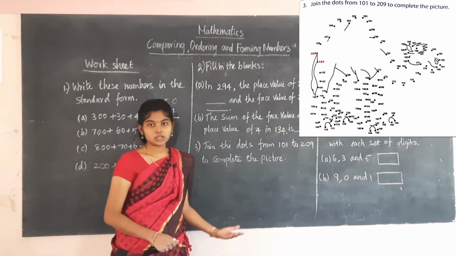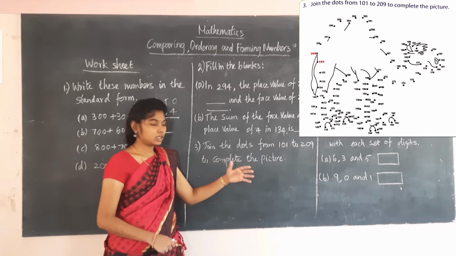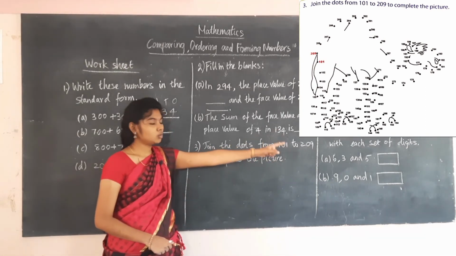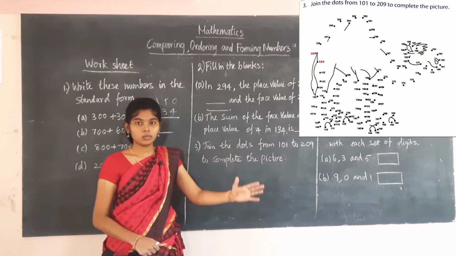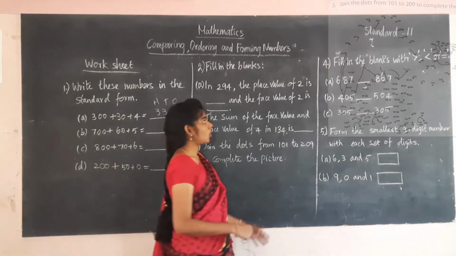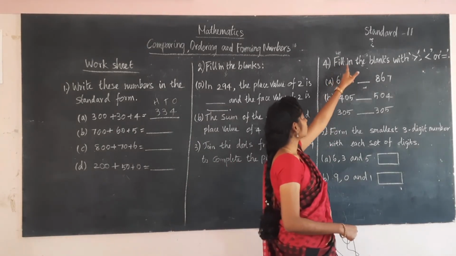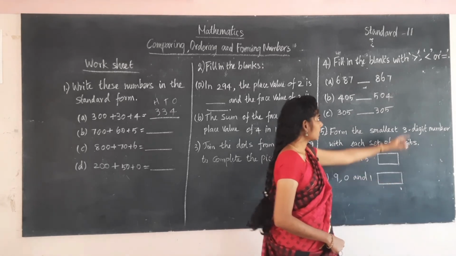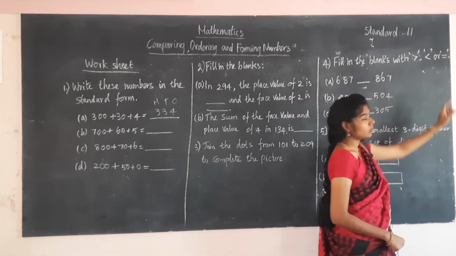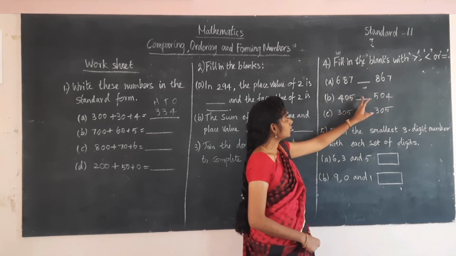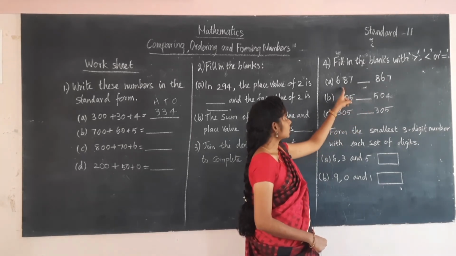So see the picture, there are dots given there. In that you are going to join the dots from 101 to 209. So join those numbers in order and complete the picture and find what the picture is. Then the next one is fill in the blanks with greater than, less than or equal. So the signs greater than, less than or equal are given. So you know what the signs represent, and here you are going to fill in those signs.